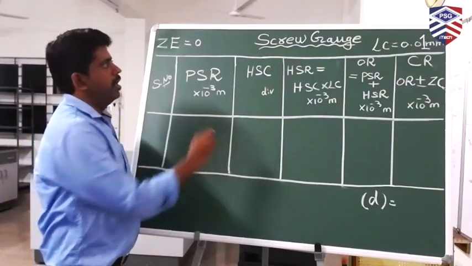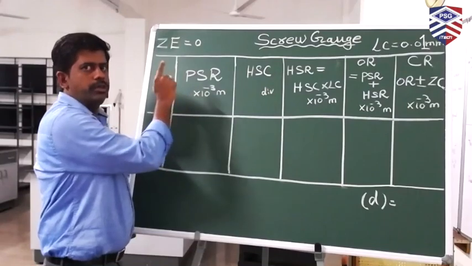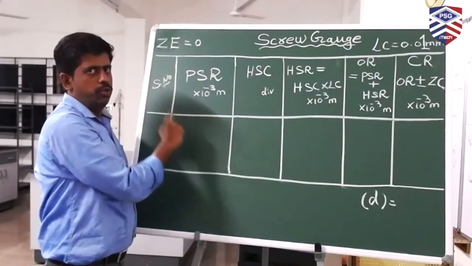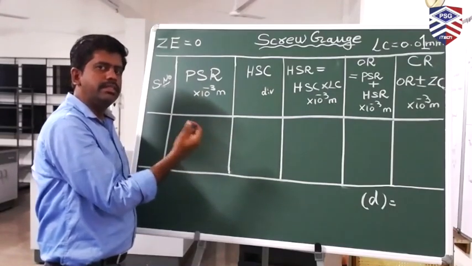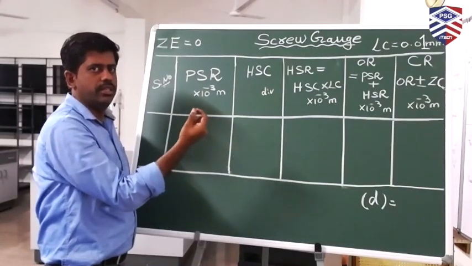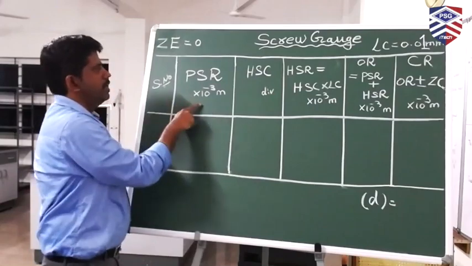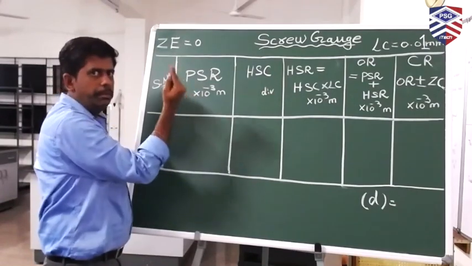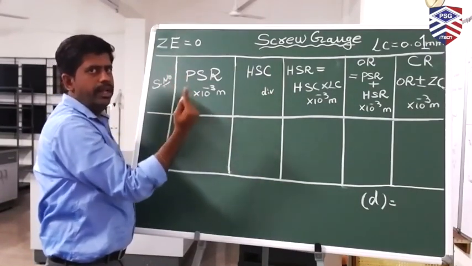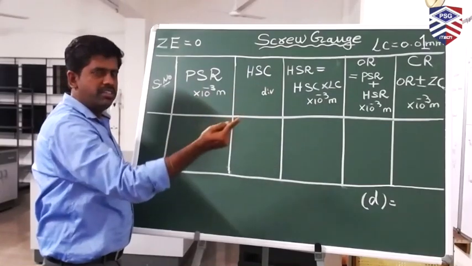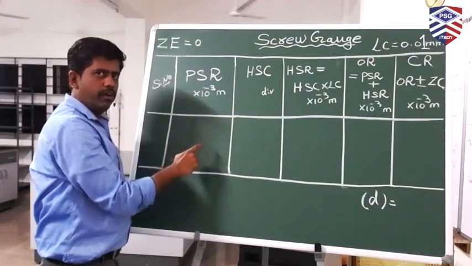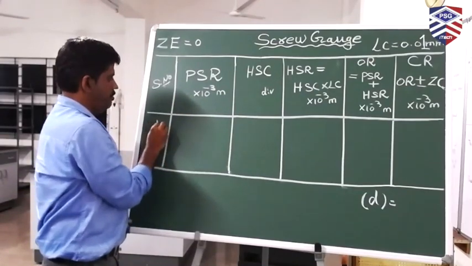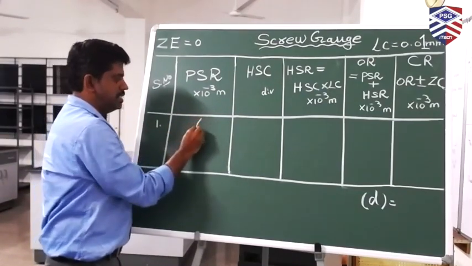Now let us see how we can enter the values of the screw gauge which we have measured for taking the thickness of the beam, that is the scale. This is the PSR, the pitch scale reading. The reading that we note from the pitch scale of the screw gauge, we are supposed to record here. We measured that value as 6.